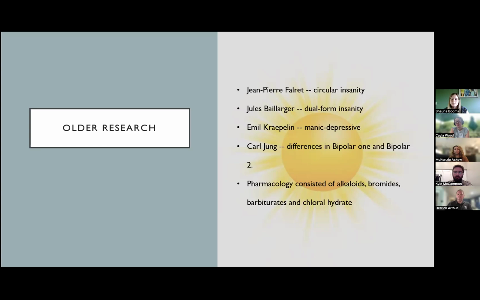But the one thing that I really noticed too is pharmacology was a little bit different. There really were a lot of baseline things, not a lot of advancements earlier on, and this led up until probably the mid 20th century. The main things were alkaloids, bromides, barbiturates, which is why I think we still see them today, and chloral hydrate. These were the pharmacology options that were used until we made more advancements through research.